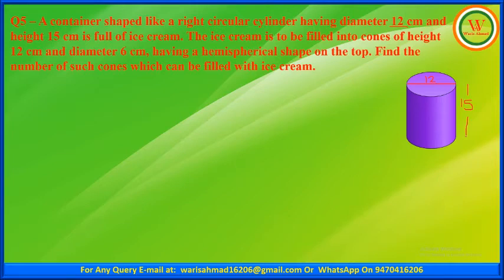So we can write here height of this container is equals to 15 centimeter. The next line of the question is the ice cream is to be filled into cones of height 12 centimeter and diameter 6 centimeter. So let us consider a cone with diameter 6 centimeter. Here the diameter of this cone is given 6 centimeter while the height of this cone is given 12 centimeter, having a hemispherical shape on the top. So the diameter of this hemispherical shape and the cone will be equals to 6 centimeter, and we have to find the number of such cones which can be filled with the ice cream.